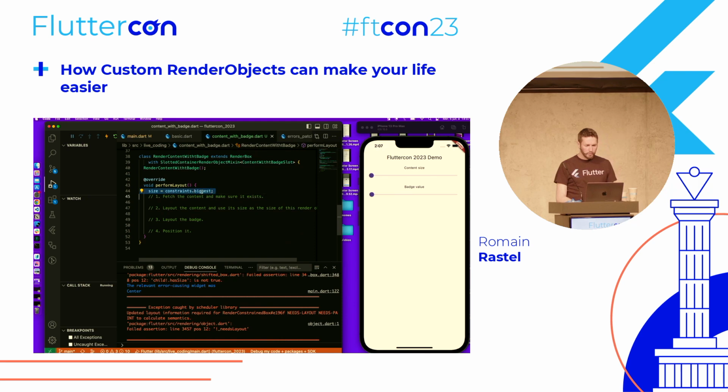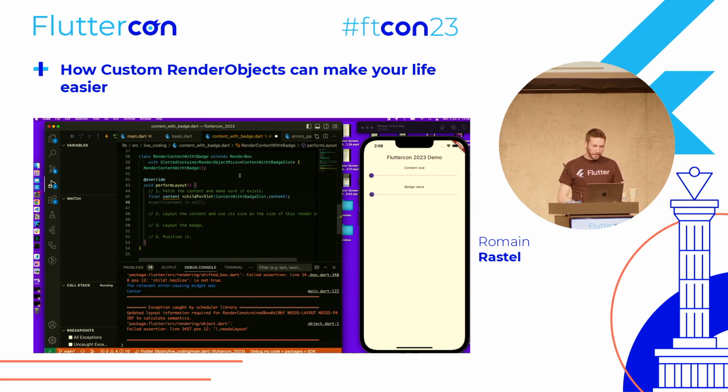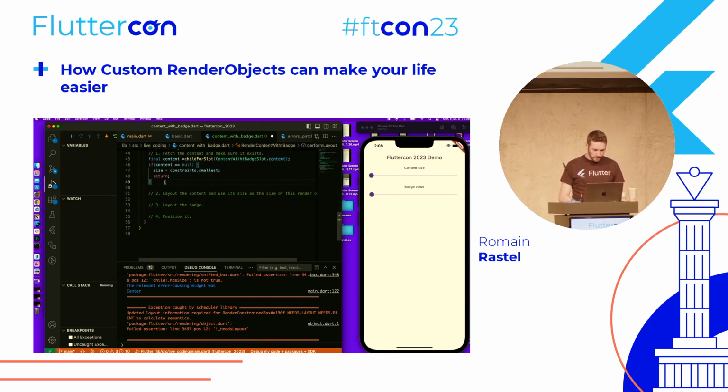So what we want to do here is fetch the content and make sure it exists. We can get it with the method child for slot. Child for slot returns a nullable render box. So even if we know that it won't be null, we have to make sure it is not. So if content is null, the size is smallest, I want that.